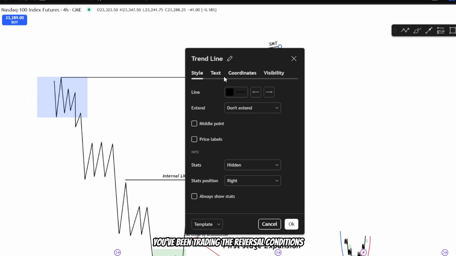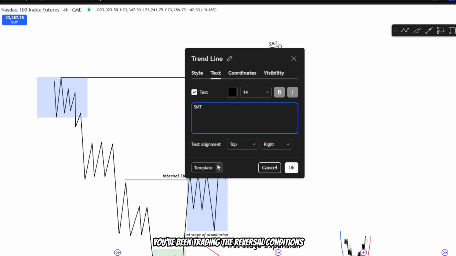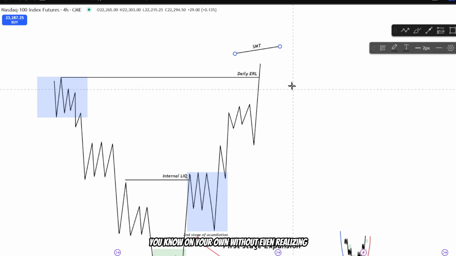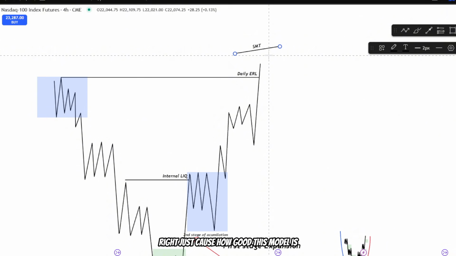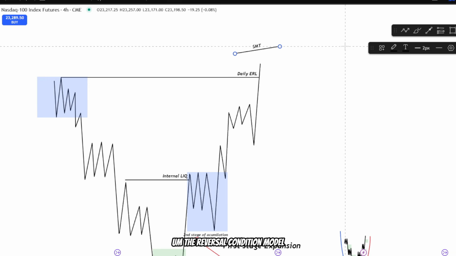The funny thing is, right? You've been trading the reversal conditions on your own without even realizing, just because of how good this model is. A lot of people trade this model without even knowing, right? The reversal condition model.